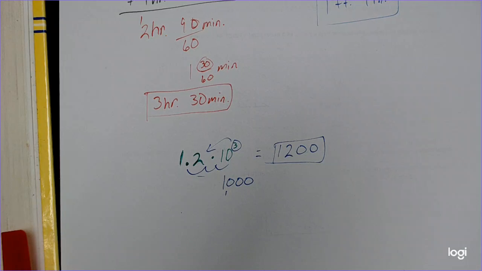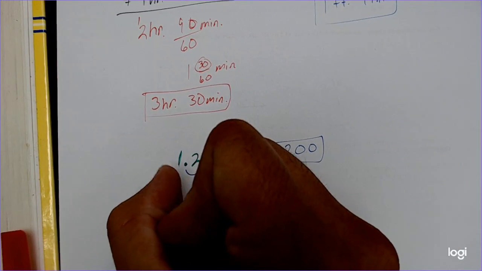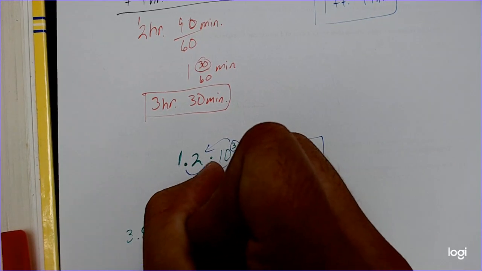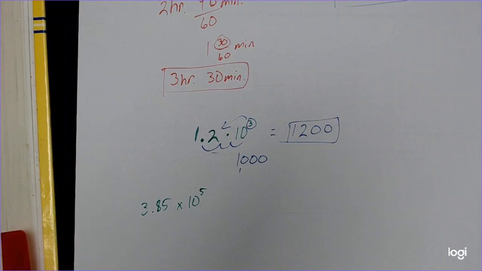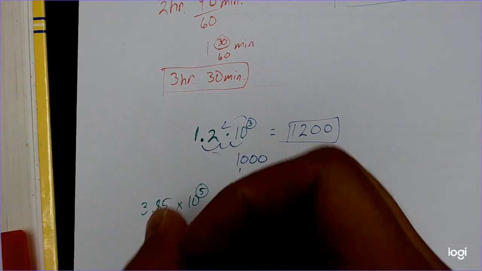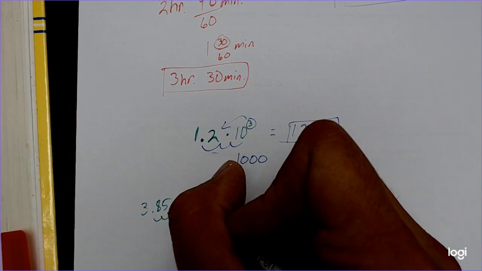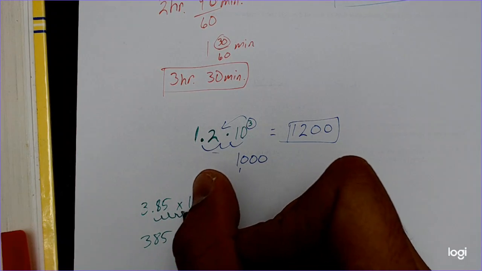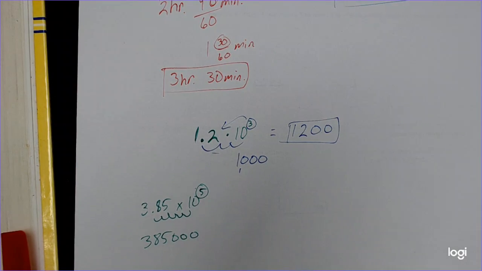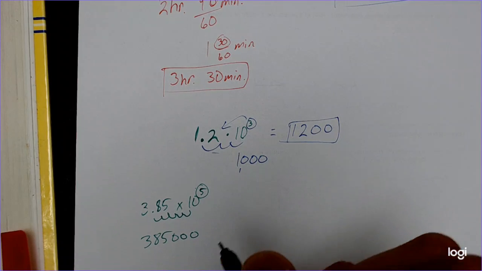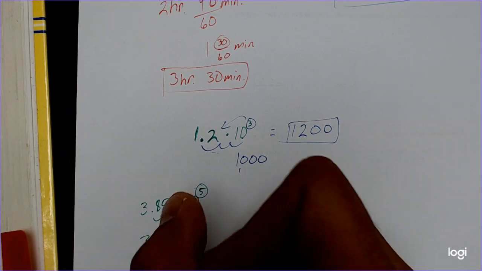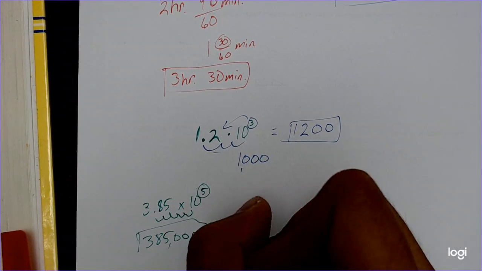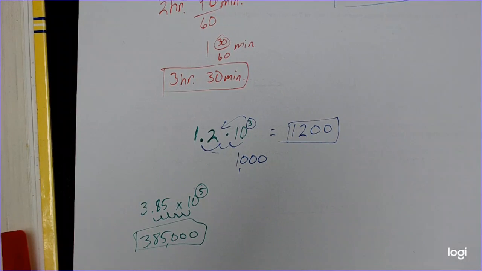Right? So let's say we've got 3.85 times 10 to the power of 5. How would I do that? Well, I would see this is 10 to the power of 5, so I move 1, 2, 3, 4, 5. So that's 385 with 1, 2, 3 zeros behind it. And then let's go ahead and put our comma there, 385,000. That would be the answer there. All right.